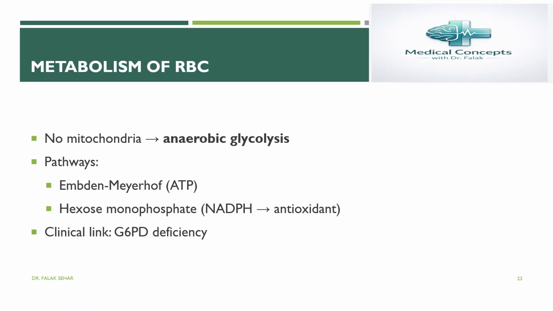Another important pathway is the hexose monophosphate shunt, which produces NADPH. NADPH plays a critical role in protecting RBCs from oxidative damage by maintaining glutathione in its reduced form. Clinically, this becomes important in glucose-6-phosphate dehydrogenase deficiency. In such cases, RBCs cannot generate adequate NADPH, making them more susceptible to oxidative stress and hemolysis. So red blood cell metabolism is simple but highly specialized, focused on energy production and protection against oxidative damage.